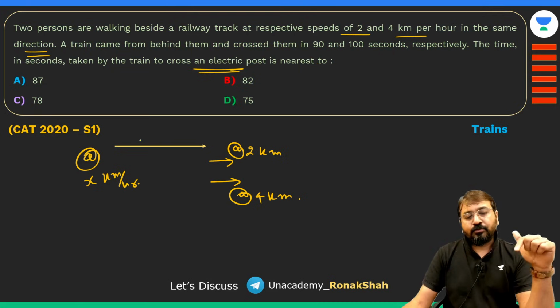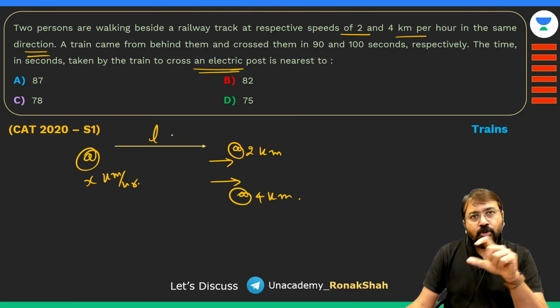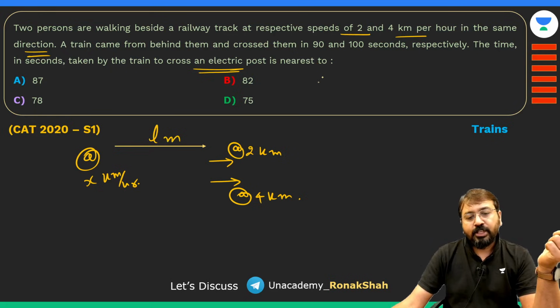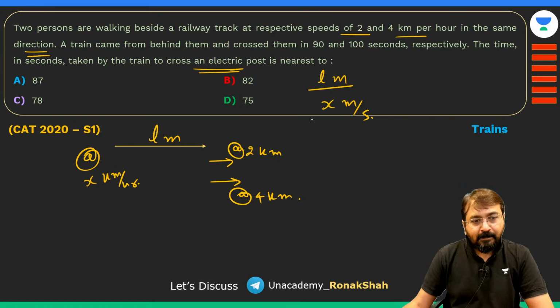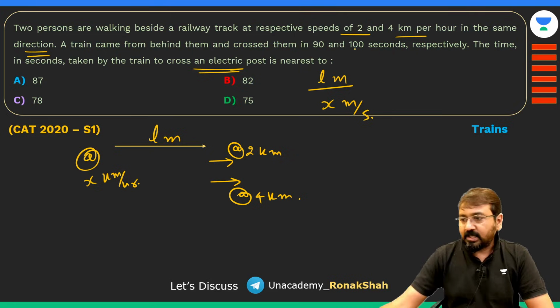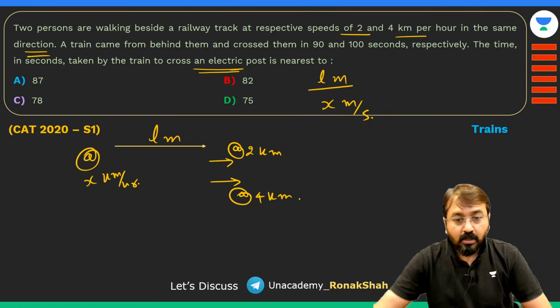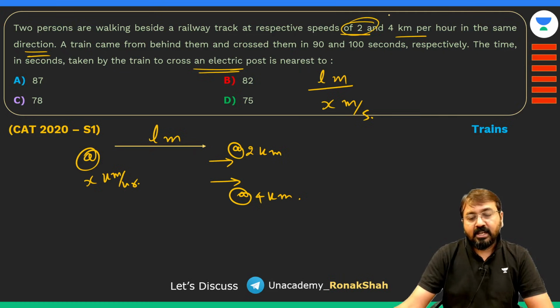So guys, if you want to find out the time for a train to cross the electric post, what do we need to have? We need to have the length of the train and the speed of the train, right? Now the problem is that this is given in kilometer per hour, and this is given in seconds. So let's see how to simplify this problem. A train came from behind and crossed them in 90 and 100 seconds respectively.